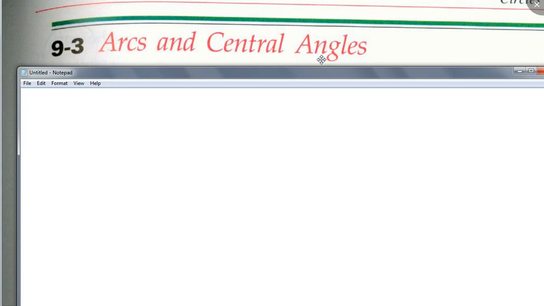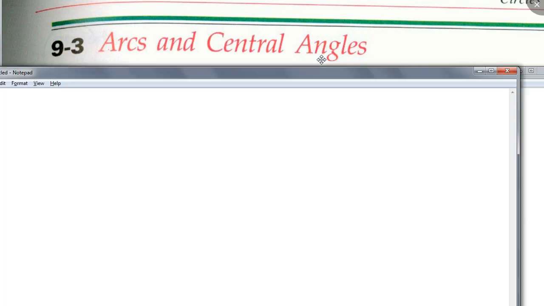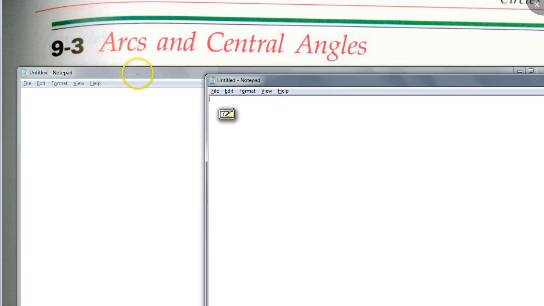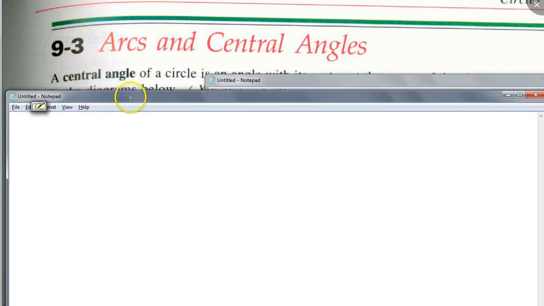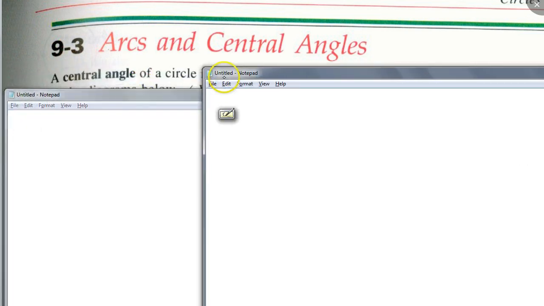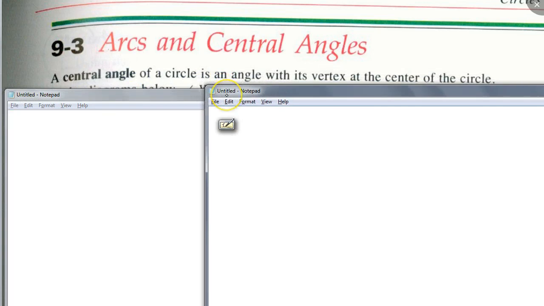So today's topic is about arcs and central angle. We're going to start with central angle first and tell you what an arc is. Okay, so a central angle of a circle is what you may expect. It's just an angle with its vertex at the center of a circle. That's it. Okay. So imagine a circle, right?